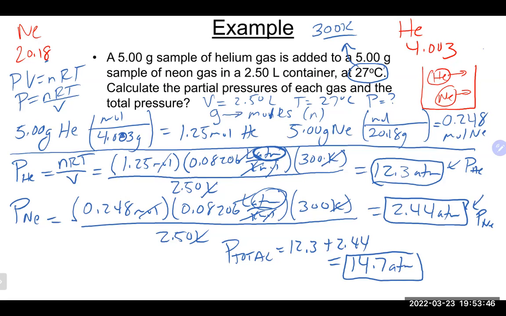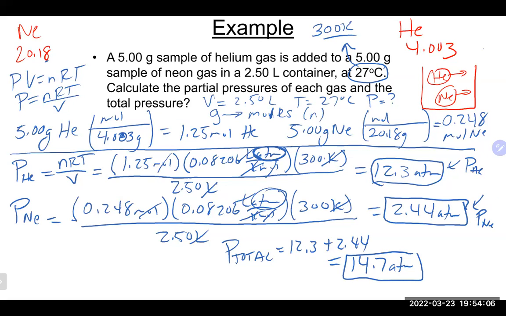Other questions? So why is helium contributing most of the pressure in this mixture? It obviously is right at 12.3 versus 2.4. Any ideas why it is actually causing more pressure than the other gas?